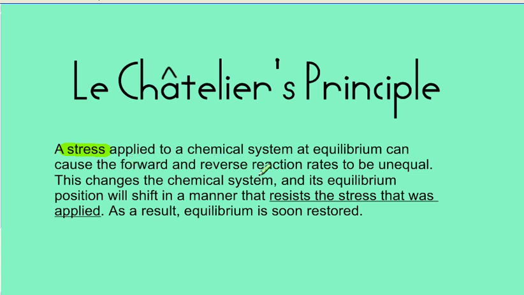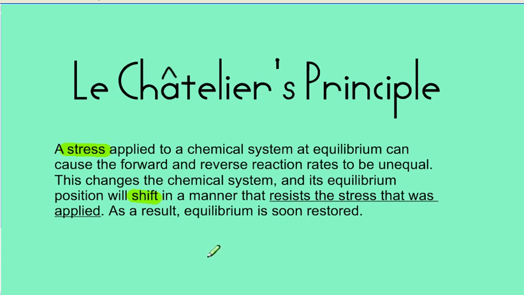What we find is if we apply certain kinds of stress to a chemical system, we change the relative rates of reaction. At equilibrium, the forward and the reverse reactions have the same rates, and if we apply the right kind of stress, we can make those rates unequal to one another. That kind of disturbance does what we say shifts the chemical equilibrium, and it does that in a way that will resist the stress that was applied.